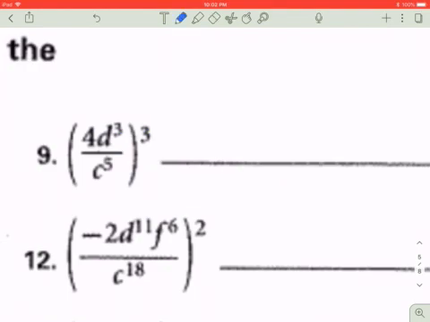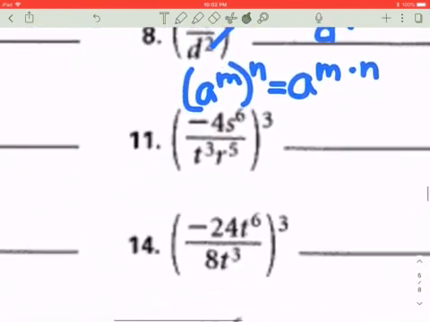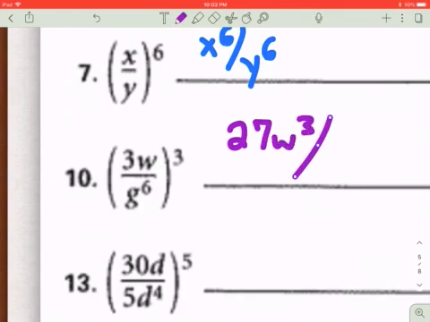So 4 to the third power would be 64. D to the third would be d to the ninth, because I multiply my exponents when I have a power to a power, and that'd be c to the 15th. On this one, 3 to the third would be 27. W to the third would be w to the third, all over g to the 18th, because I multiply my exponents together there.